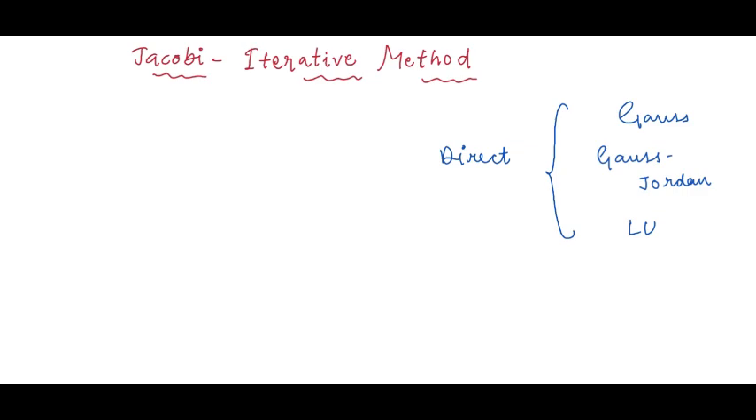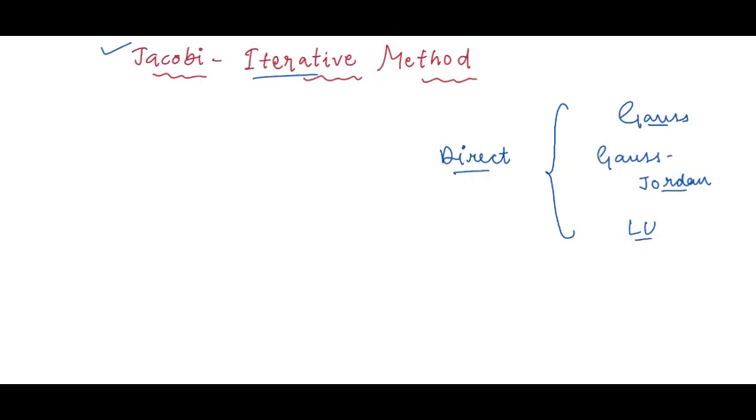Before learning the Jacobi method, let's first understand the difference between the direct methods and the iterative methods. The direct methods compute the solution in a finite sequence of operations. The examples include Gauss elimination, Gauss-Jordan elimination, and the LU decomposition method. These methods are efficient for small and medium-sized systems. However, for very large systems, direct methods require significant computational time and memory. And this is where iterative methods become very useful.